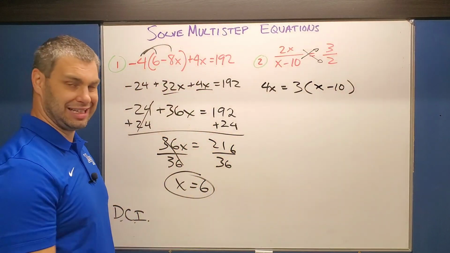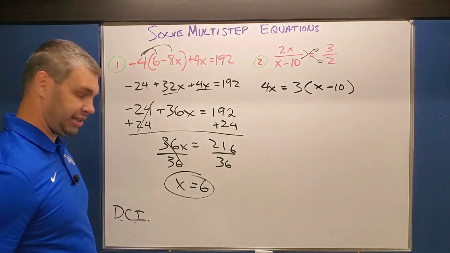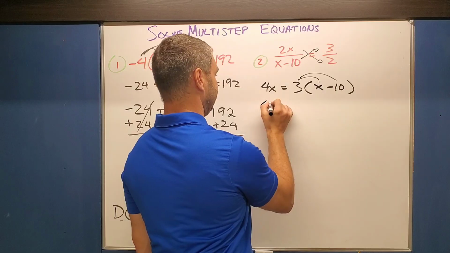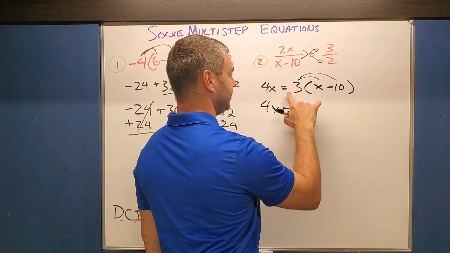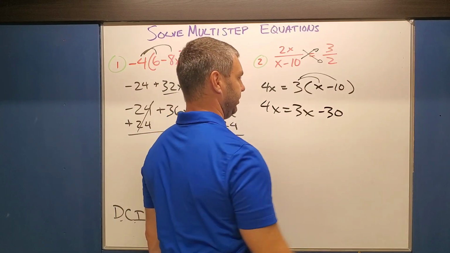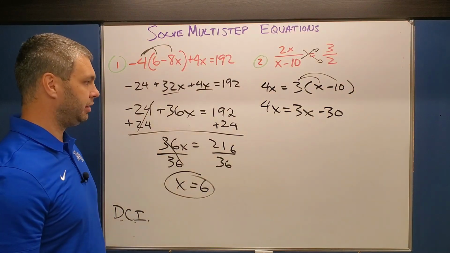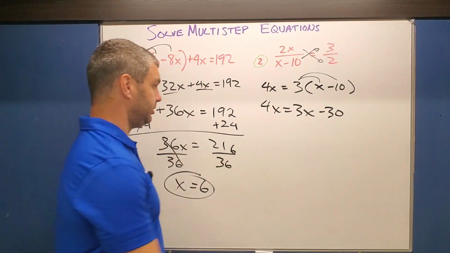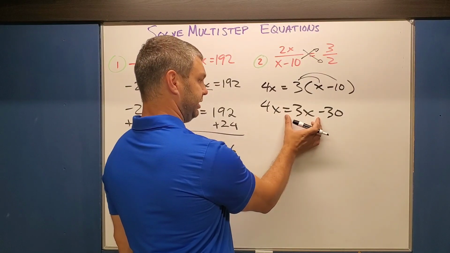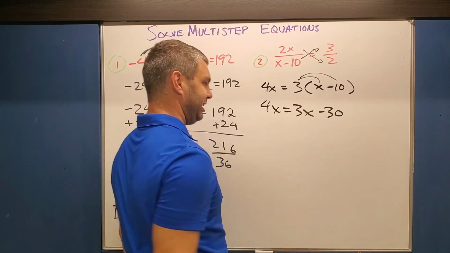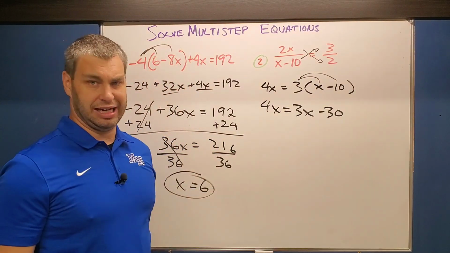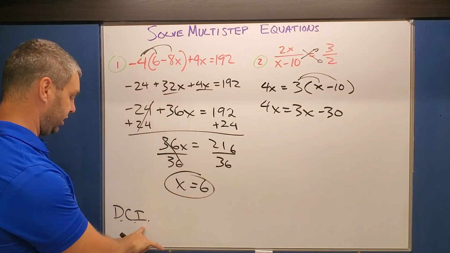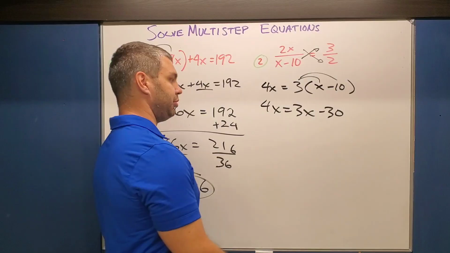Now, once it's set up the right way, DCI. Can I distribute anything? Absolutely. I can distribute my 3 in and get 4x equals 3x minus 30. 3 times -10 is -30. Okay, can I combine anything? No, I can't. All right, this is an x here and here, but they're on opposite sides of my equal sign. And the 30 doesn't have an x, so I cannot put that together. So because of that, I'm going to skip the C and go on to the I, which is inverse operations.